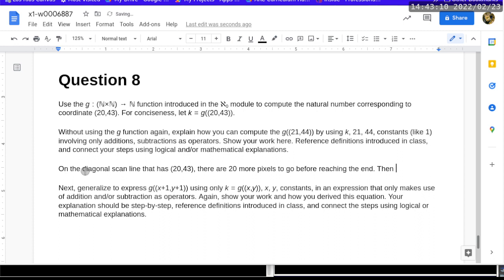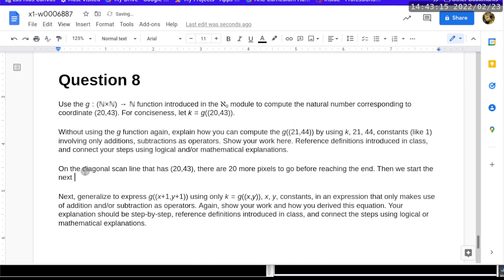Then we start the next diagonal scan line. The scan lines have a sequence number that is the addition of the x and the y coordinate. In this case, the previous scan line, the one that I was on before, is on 63. So this one is at 64. So it's going to be 20 plus 43 plus 1 equals, what was it again? 64.